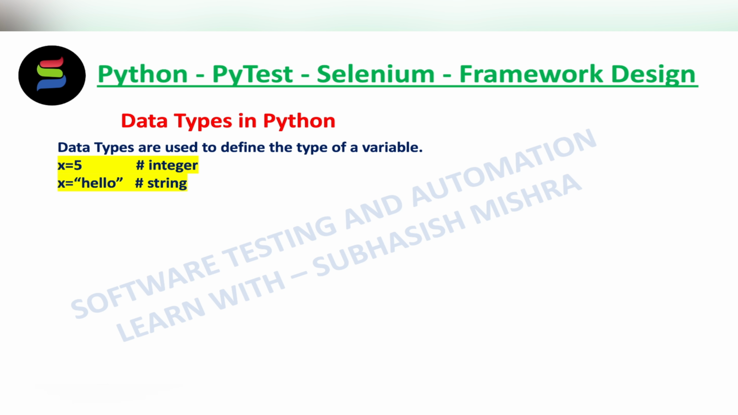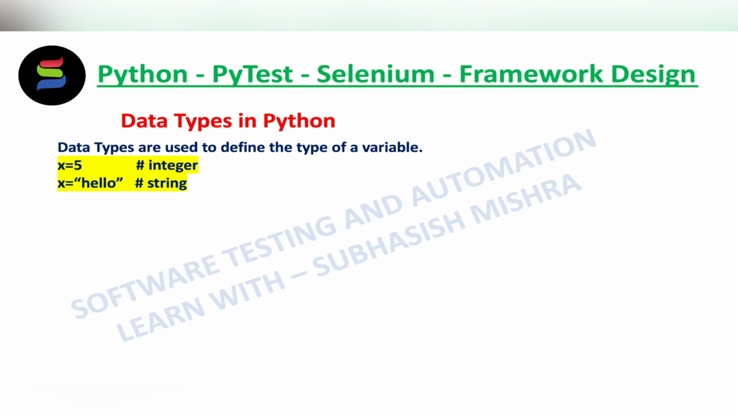Hello everyone. In this lecture, we will learn about the different data types present in Python. First of all, what is data type? Data types are used to define the type of a variable. Let's say x equal to 5. What is the data type here?